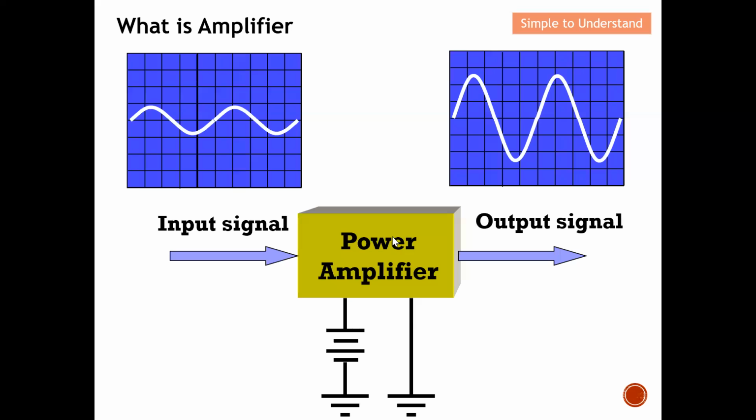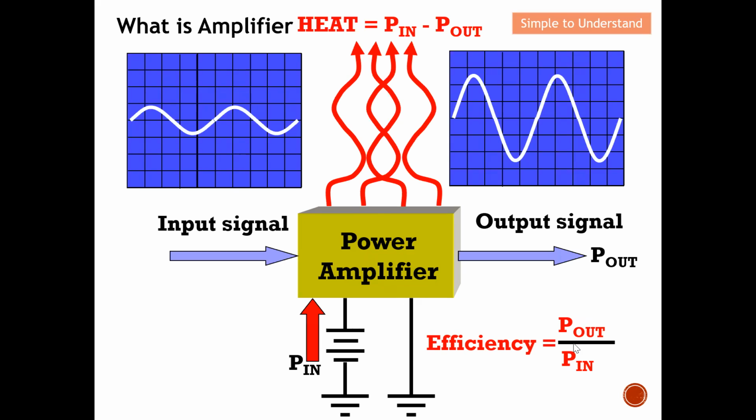Next, how can we quantify an amplifier? We typically quantify an amplifier based on efficiency. Efficiency is basically a simple formula to calculate how efficiently the amplifier converts the input signal to an output signal. In general, it is governed by the equation Pout over Pin, where Pout is the power at the output and Pin is the power at the input.